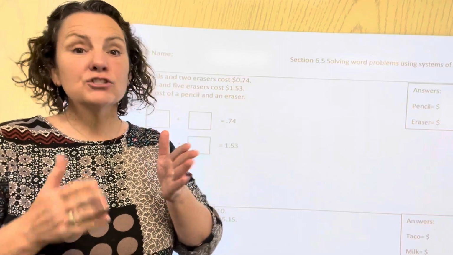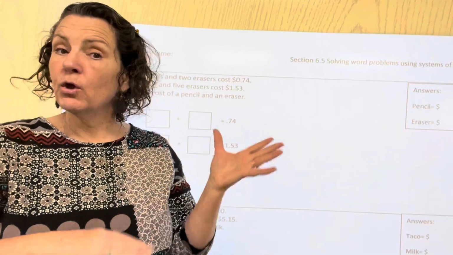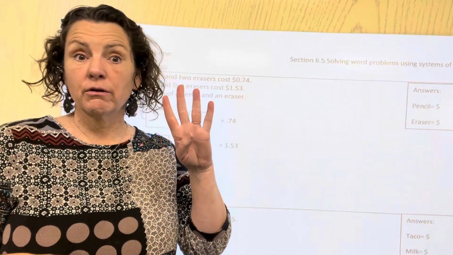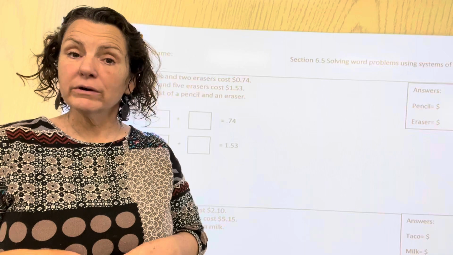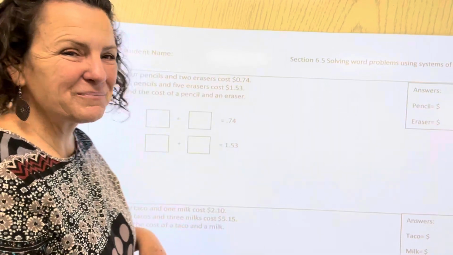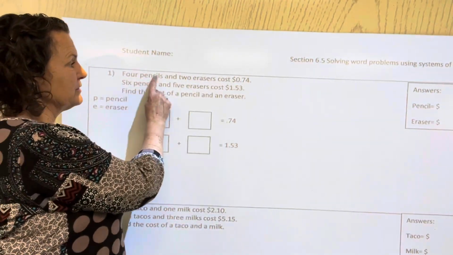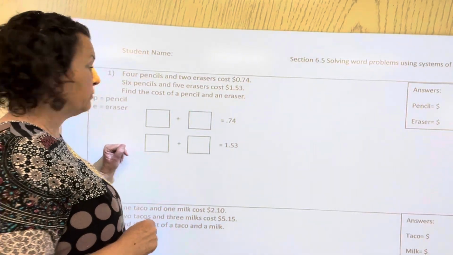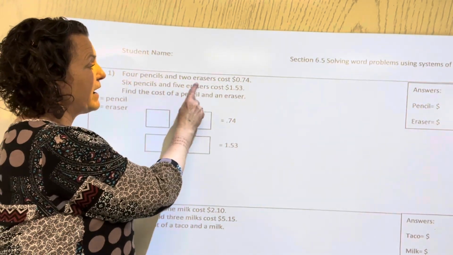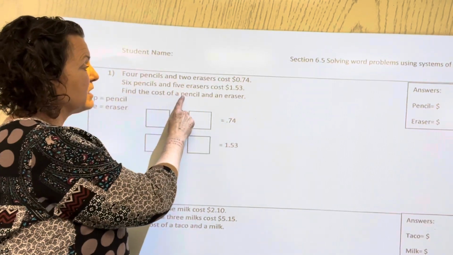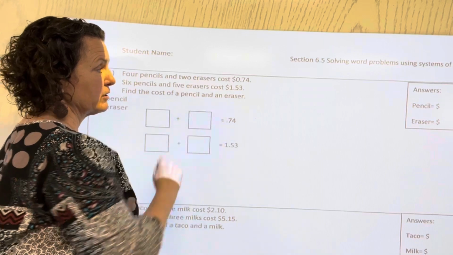So a system means more than one equation at a time. When you get into Algebra 2 Trig, you could be working with systems with 3 equations, 4 equations. But we're sticking with 2 in Algebra 1. So let's take a look at our new question, our first one. Here we go. 4 pencils and 2 erasers cost 74 cents. Cool. 6 pencils and 5 erasers cost $1.53. Find the cost of a pencil and an eraser.